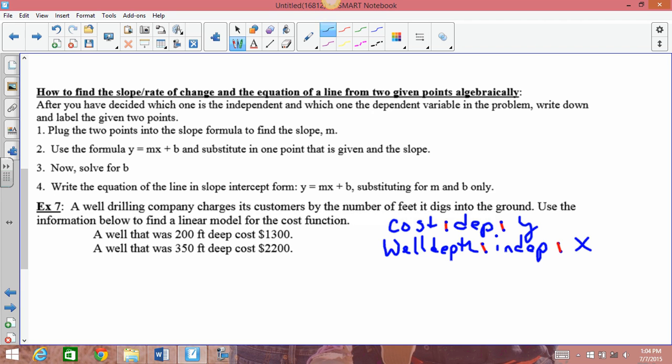So once you know that, then you've got 2 ordered pairs here. Ordered pairs, remember, are always x comma y. So the first line tells you that your x is your well depth of 200, and its cost is $1,300. And then your second line tells you, okay, its x value is 350 feet for a y value of 2,200.